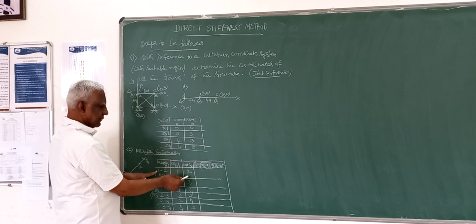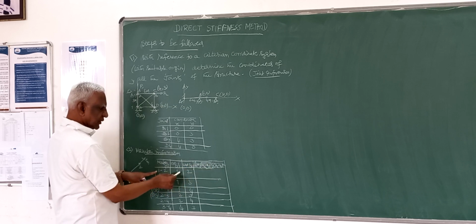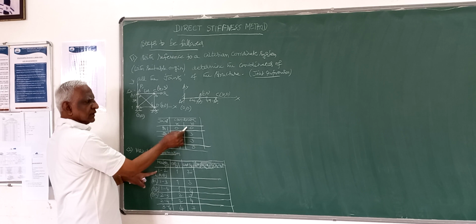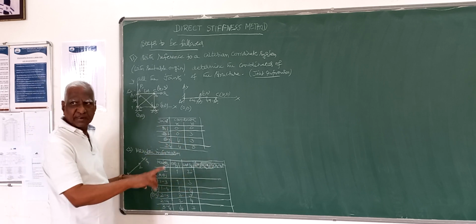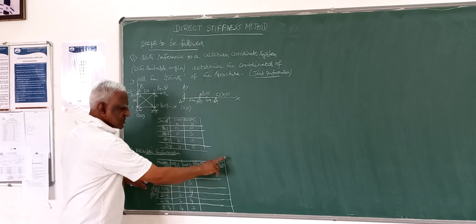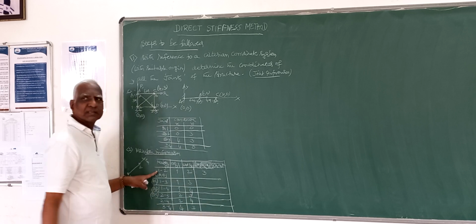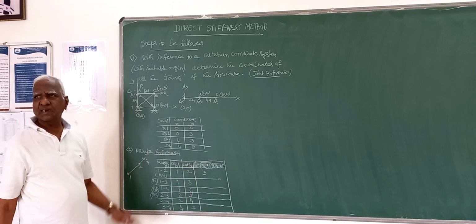Then the y coordinate, that is yk minus yj, means y2 minus y1, that is 3 minus 0. 3 minus 0 whole square is 9. The square root of this will be 0 plus 9, that is the square root of 9, which is 3. Automatically, the length of member 1, 2 is 3.